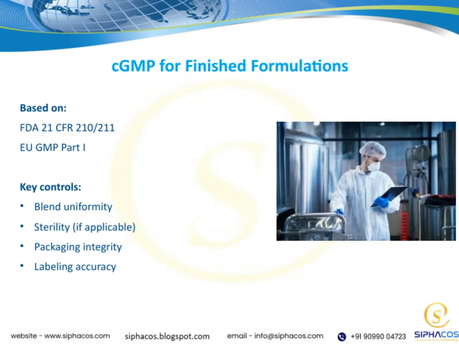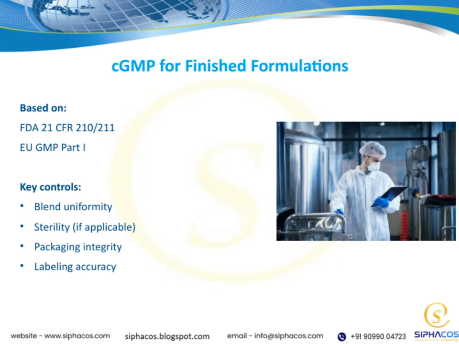Now, when it comes to key controls, there are several critical areas to focus on. First is blend uniformity. It's essential that the ingredients are evenly distributed to guarantee consistency in every batch. Then, if applicable, sterility must be maintained, especially for sterile products, to prevent contamination. Packaging integrity is another crucial control. We need to ensure that the packaging is secure and unbreakable, protecting the product throughout its shelf life.